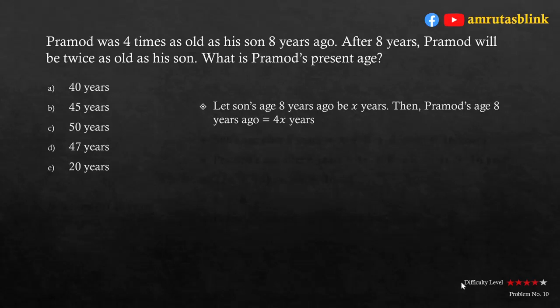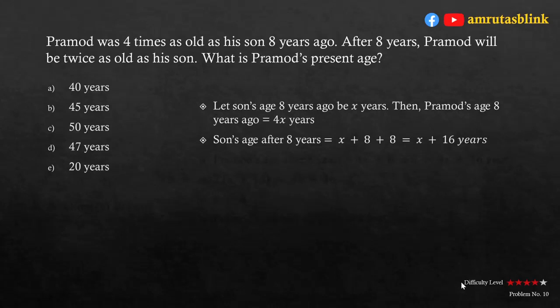Pramod was 4 times as old as his son 8 years ago. So let's suppose 8 years ago his son was x years. So Pramod's age 8 years back must be 4x. Here we are talking about the ages of Pramod and his son 8 years back. So 8 years back the son was x years and Pramod was 4x years. So obviously today's age of his son will be x plus 8 and today's age of Pramod will be 4x plus 8.